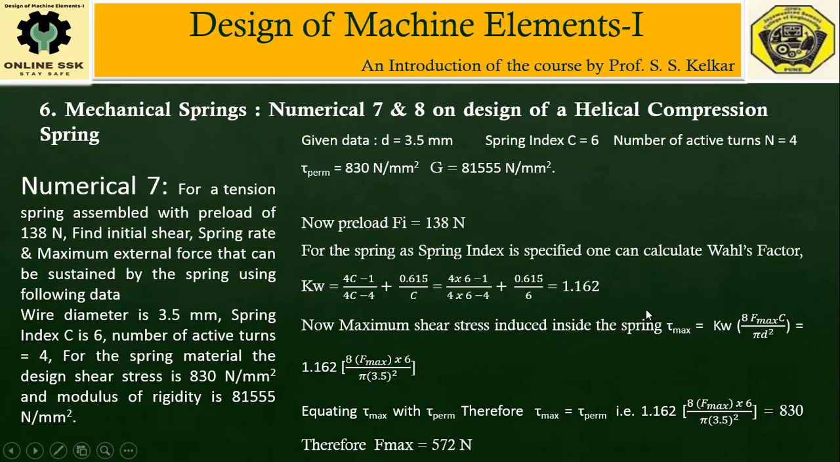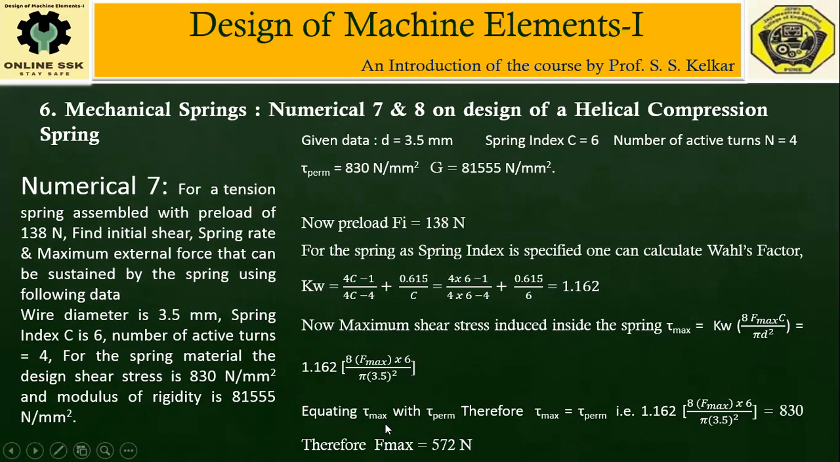Here, if we want to find out maximum stress developed inside the spring wire, then we have to take into account maximum force. When the spring is subjected to maximum design force, at that time maximum stress will get developed or induced inside the spring wire. So maximum stress induced inside the spring wire will be given by Kw, which is equal to 1.162, 8 times maximum force Fmax multiplied by C, 6, divided by pi d square, where small d is wire diameter 3.5 square.